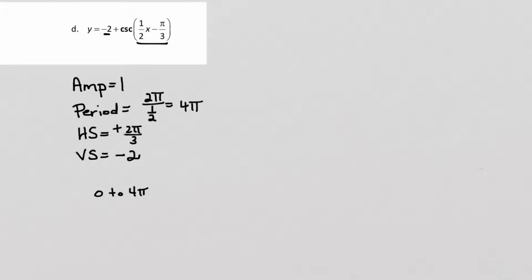Since we're looking at the cosecant function, I'm going to graph the sine function and then base my cosecant function off of that sine graph. So y equals -2 plus sine of 1/2 x minus pi over 3. Let's see, so we've got an amplitude of 1 and a period of 4 pi. And we know that our horizontal shift is moving to the right. So I don't have to worry about the left-hand side of the graph.